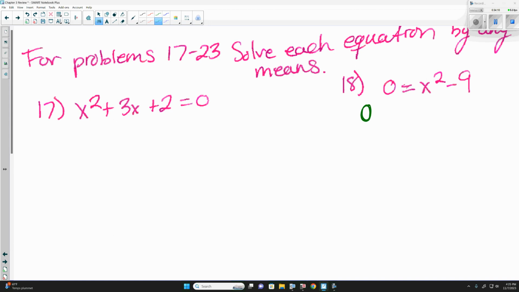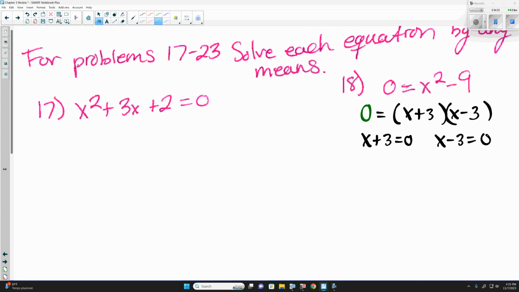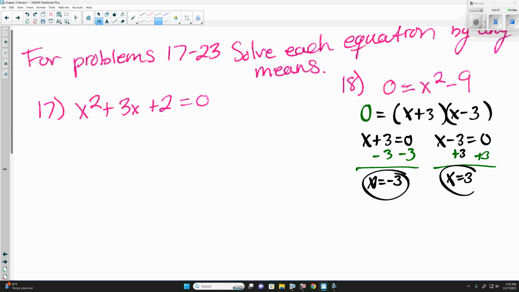If we wanted to factor this, x squared minus 9 is a difference of perfect squares. So we have x plus 3 times x minus 3. x plus 3 equals 0, x minus 3 equals 0. Now we just need to solve. For our x plus 3, we would subtract 3 from both sides. Minus x is negative 3. Our other one, we would add 3 to both sides. Telling us x is equal to 3.